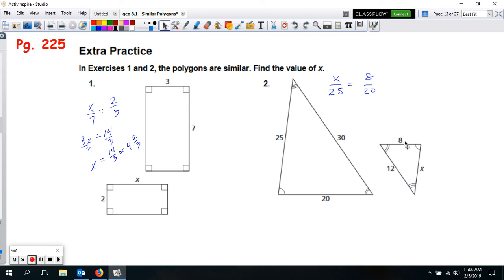So it's 8 and X are on the top because they're from the same shape. These are also from the same shape. Just make sure that's always going to be true. If you switch that, then that would not be proportional. So putting 20 over 8 here would not work.